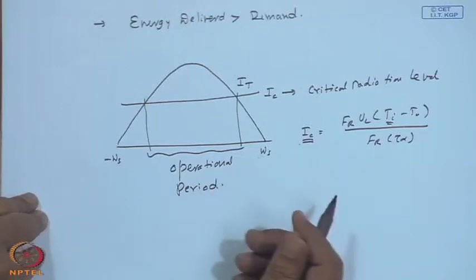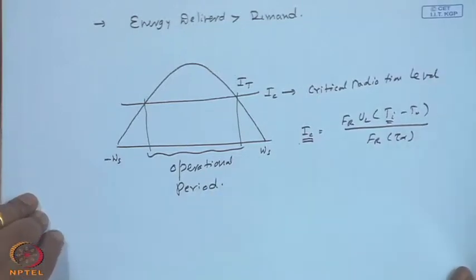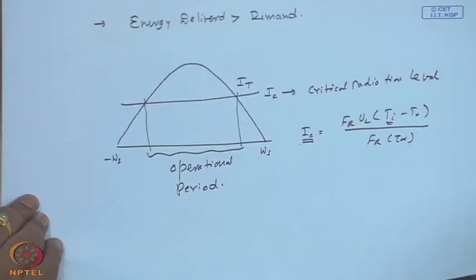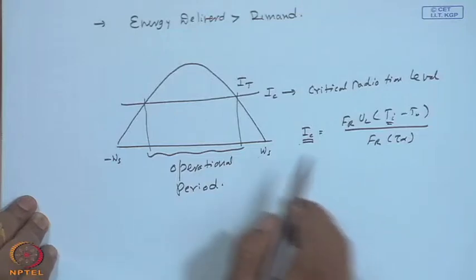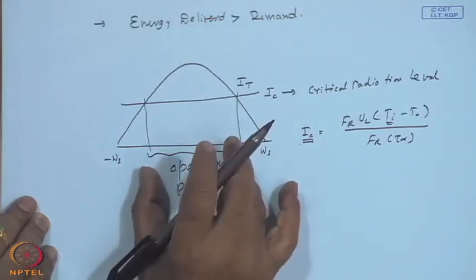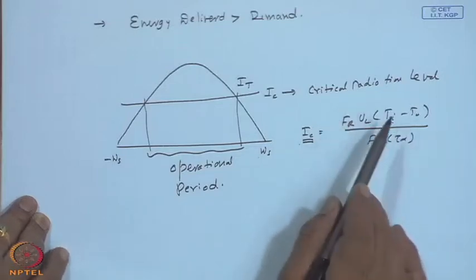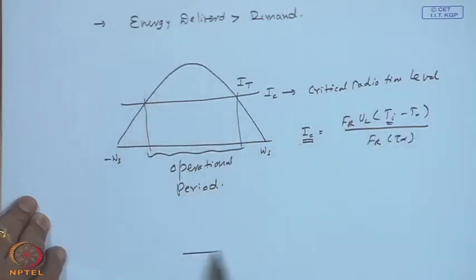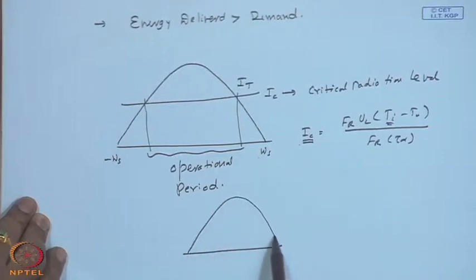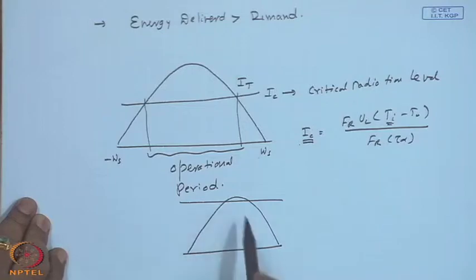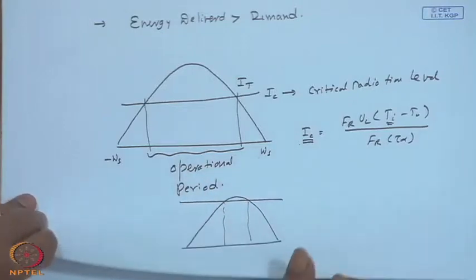This changes because your T_a may be changing, your loss coefficients may be changing, solar radiation may be changing, and consequently, the operational period will be different. When I say that solar radiation changes, though this equation does not contain that, if this curve is like this and my critical level is here, okay, it is a lower radiation, then my operational period is much smaller. Sometimes there may be none.